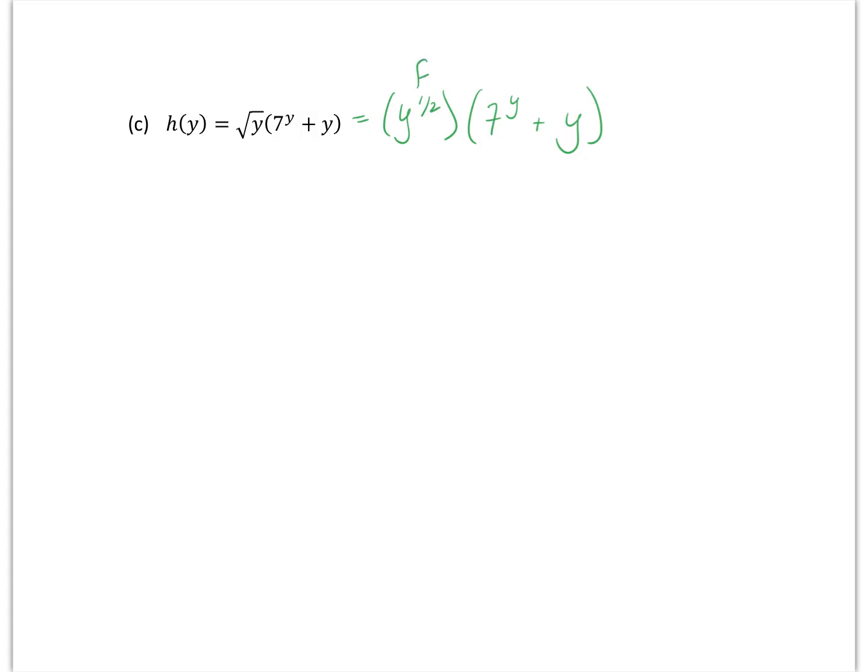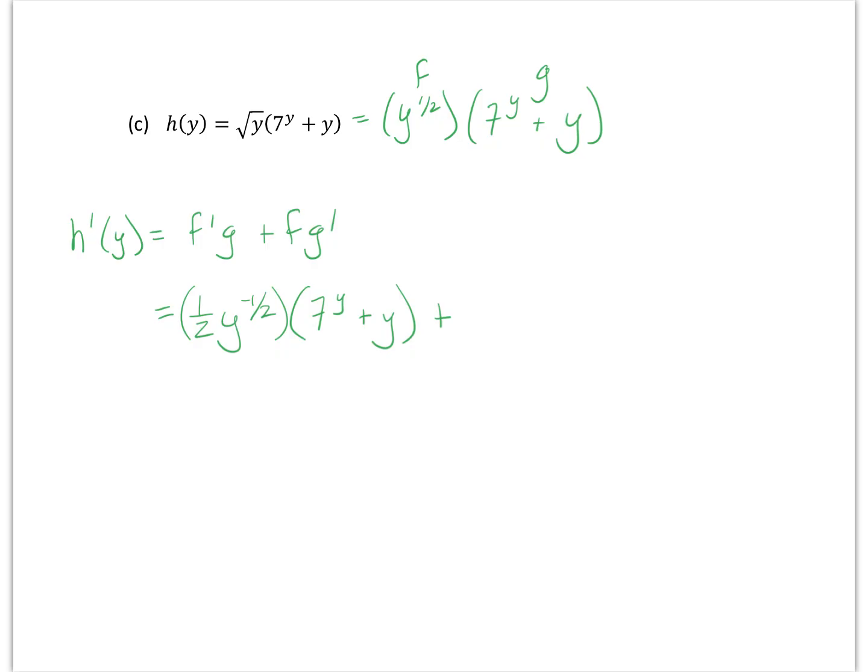So I'm going to let this first function be f and the second one be g, and h prime of y is going to be f prime g plus f g prime. So f prime is going to be 1/2 y to the negative 1/2, and then multiply by g, which is 7 to the y plus y, plus f, which is just y to the 1/2, times g prime. And the derivative of 7 to the y plus y is going to be 7 to the y times the ln of 7 plus 1.